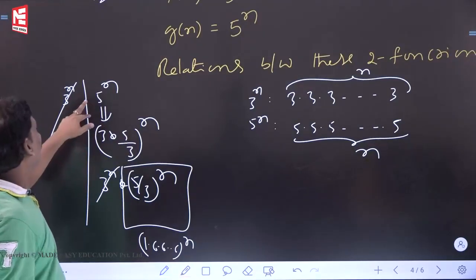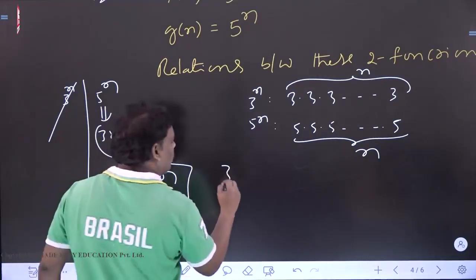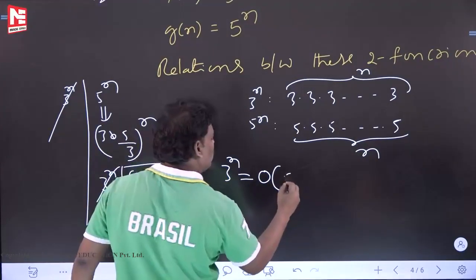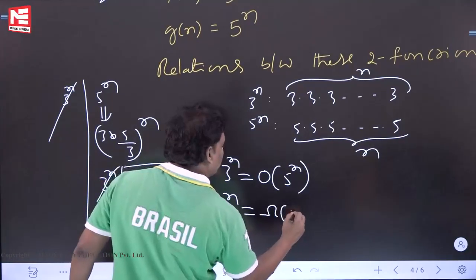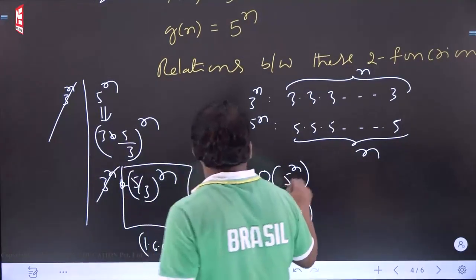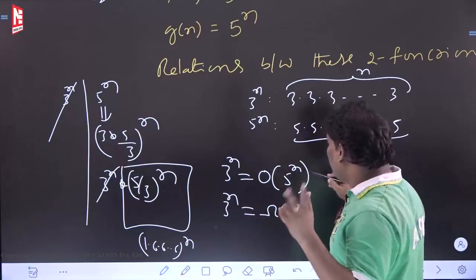Now can you help me now? How many relations will there be between 3 power n and 5 power n? Big O possible? Yes. Omega possible? No way. Omega not possible, because everyone knows 5 power n is bigger. Can you tell me what is the meaning of big O?